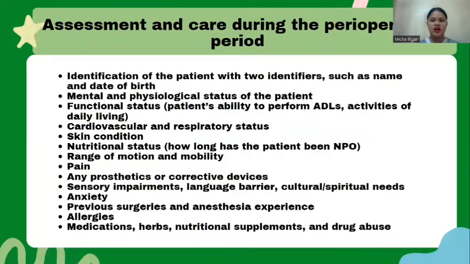For assessment and care during the perioperative period, first is identification of the patient with two identifiers such as name and date of birth, mental and physiological status of the patient, functional status such as the patient's ability to perform ADLs, activities of daily living, cardiovascular and respiratory status, skin condition, nutritional status, for example, for how long has the patient been NPO, range of motion and mobility, pain, any prosthetics or corrective devices, sensory impairment, language barrier, cultural or spiritual needs, and anxiety for previous surgery and anesthesia experience, and also for allergies, and assess also for medications, herbs, nutritional supplements, and drug abuse.